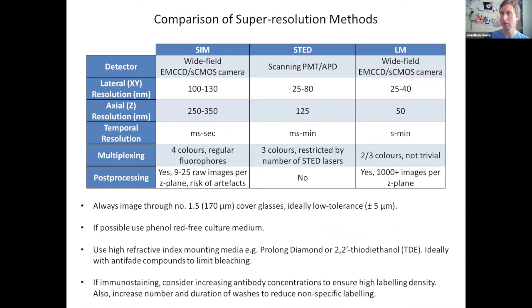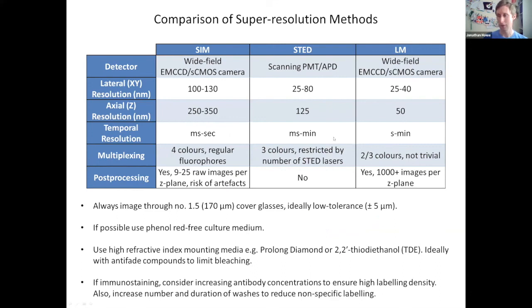So just to compare the methods to conclude, obviously, I've only talked about the core super-res methods here, and there are many variants of those now. But in principle, the one which gives you the highest resolution is localization microscopy. But unfortunately, because of the way in which it works, you need to take many tens of thousands of images to build up one super-res image. So it's inherently quite slow. So the temporal resolution is very, very poor.